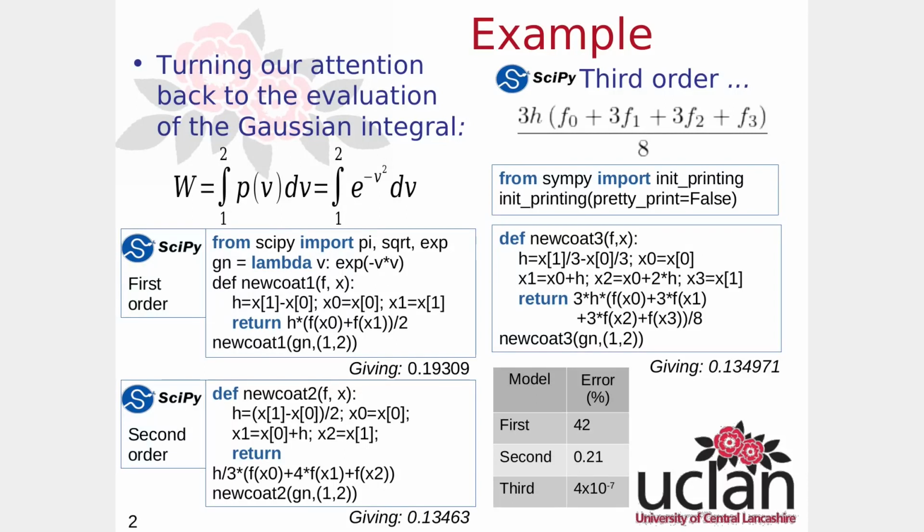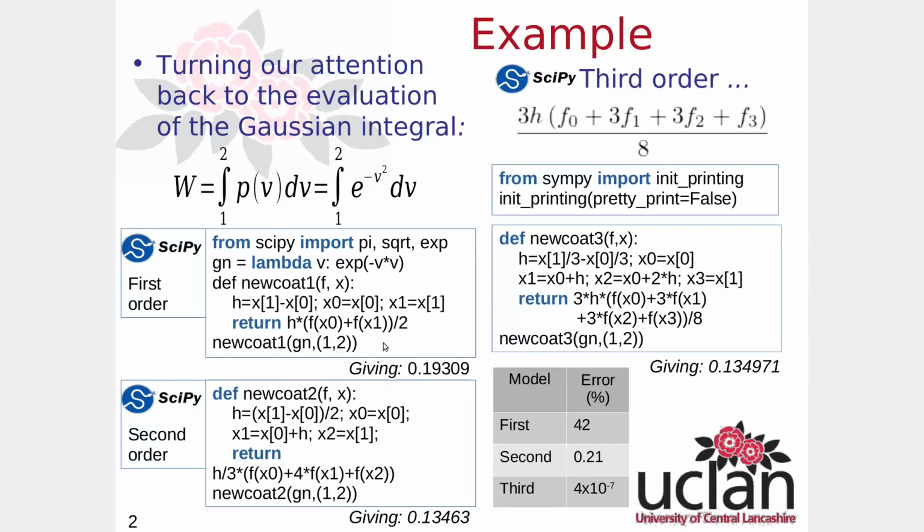or a function. So I've got a local variable here, h, where x holds the limits of integration in this case. So x1 minus x0 will give us h, and then very simply x0 equals the 0th value of x, and x1 is the first value of x. Then we just apply the formula derived, the trapezoidal formula, h times the function evaluated at x0 plus the function evaluated at x1, divided by 2.